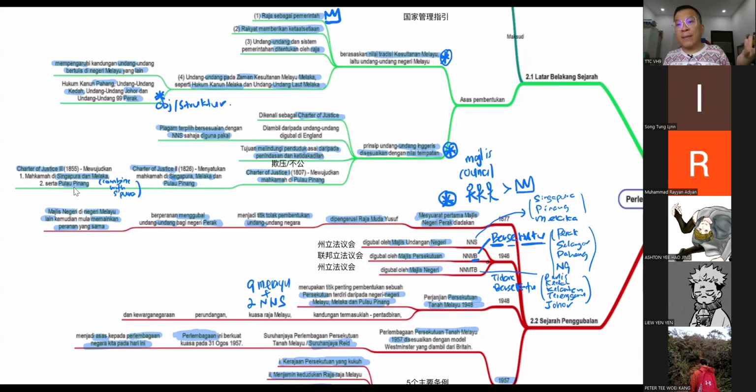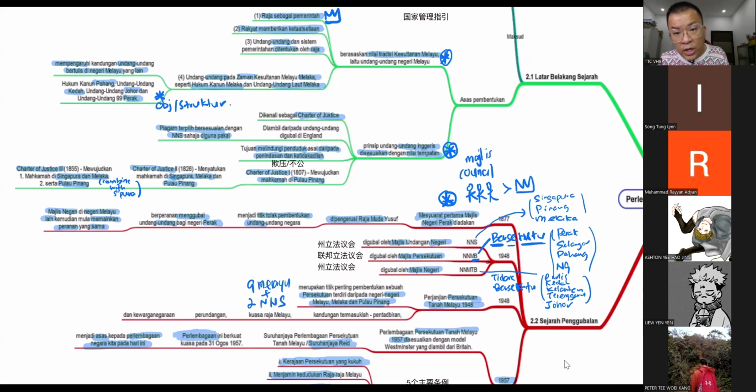So Malacca lost the entry port title during the Dutch zaman. Then during the British zaman, it lost the Pusat Bijih Timah title. So Malacca is good for nothing. Their main income was no more. So that's why the Malacca court shut down. They cannot afford to put a court there anymore. Okay, so they combined it with Singapore.